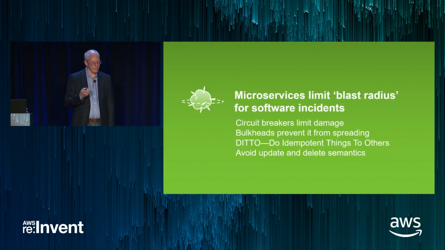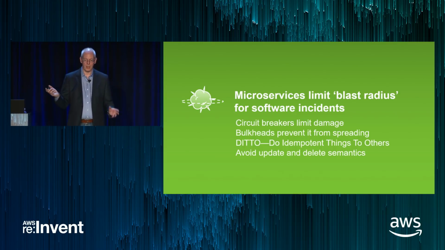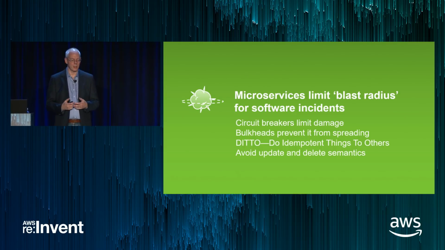Okay, so these microservices, like I said, they limit the blast radius for anything going on in your software. So you can use circuit breakers to limit the damage, bulkheads to prevent it from spreading. There's this pattern called ditto, do idempotent things to others. And there's a talk from QCon London from Starling Bank where they described an architecture, and they came up with a really, really long acronym for it, and somewhere in the middle was ditto. And that was the core thing. So you want to have a lot of the patterns here, things like event sourcing and CQRS, so those of you in the application development space, those are the kinds of things that people are doing.